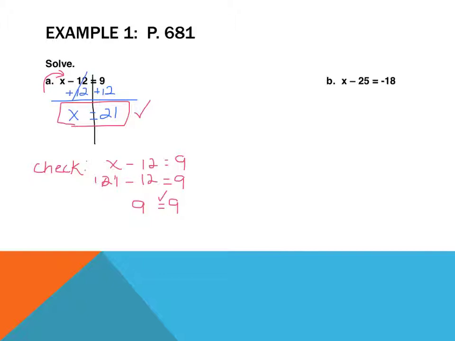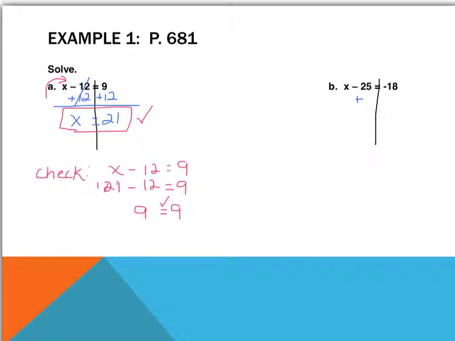Okay, so now let's look at B. Again, we're always going to start by drawing my balance line. Then I have x minus 25 equals negative 18. So to cancel my minus 25, I'm going to add 25 to both sides. Now my minus 25 and plus 25 cancel, and I can bring down my x, and now I have negative 18 plus 25.